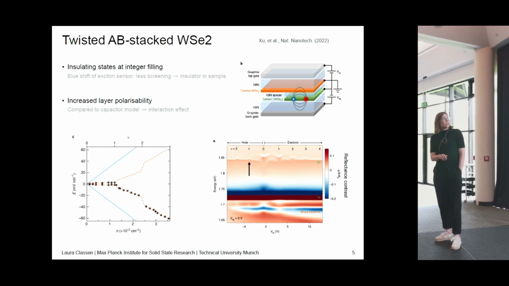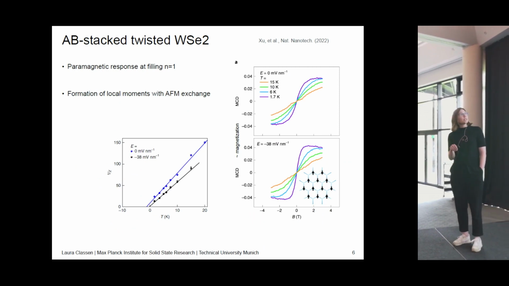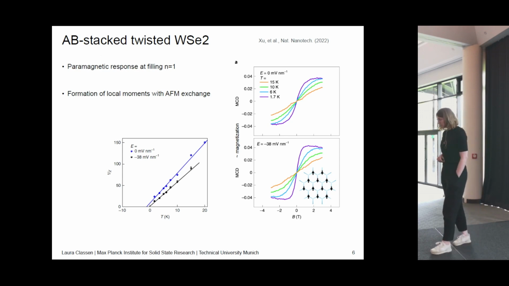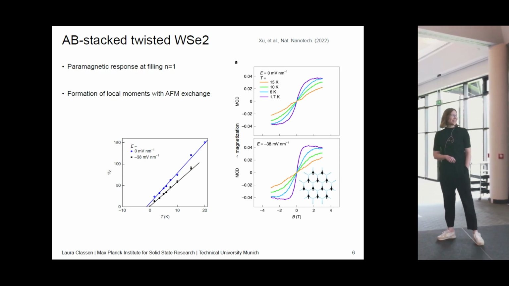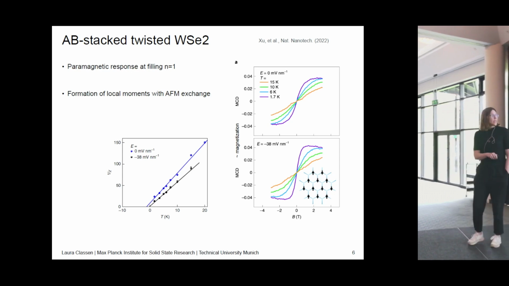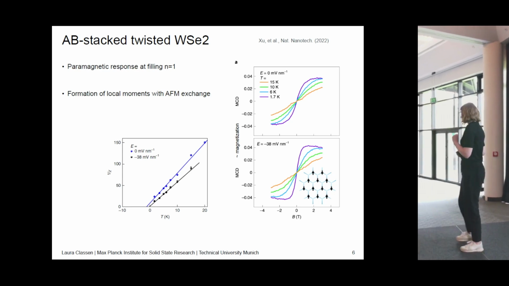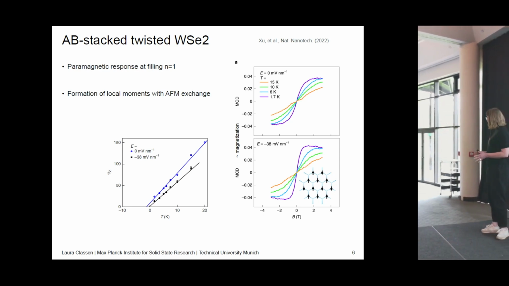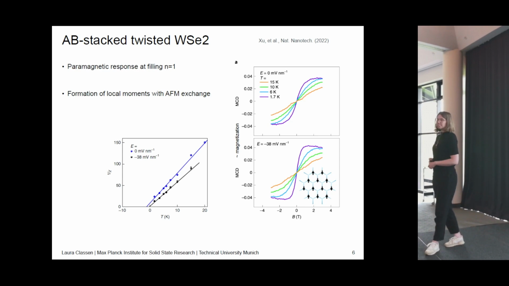Now I want to focus on just this point here, where we have filling of one hole in the moiré band structure. And at this filling, the experiment reported basically a paramagnetic response in the magnetization. So this is magnetic circular dichroism measurements. And if you look at the Curie-Weiss temperatures, they are slightly negative. So together with the observation that we have an insulator, this points towards the formation of local moments at this filling factor of 1 that have a slight antiferromagnetic exchange.